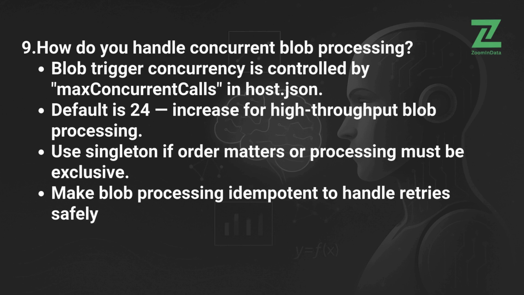How do you handle concurrent blob processing? Blob trigger concurrency is controlled by max concurrent calls in host.json. Default is 24. Increase for high throughput blob processing. Use singleton if order matters or processing must be exclusive. Make blob processing idempotent to handle retries safely.